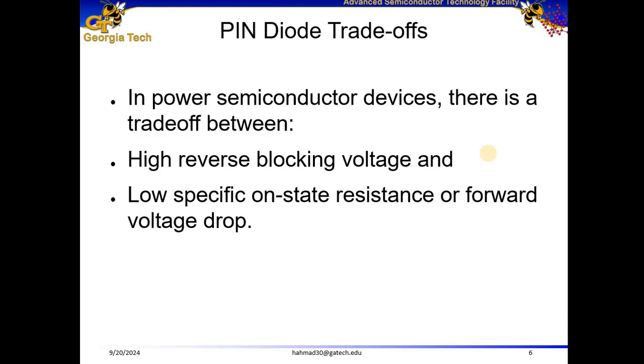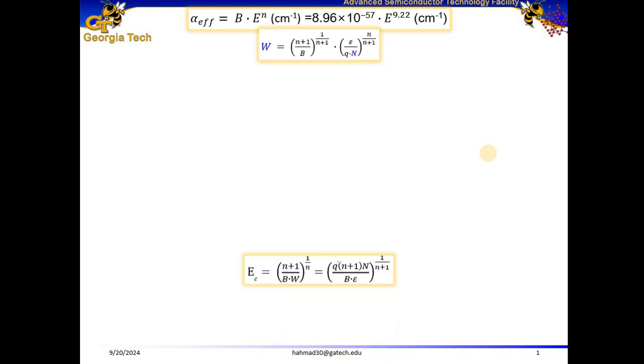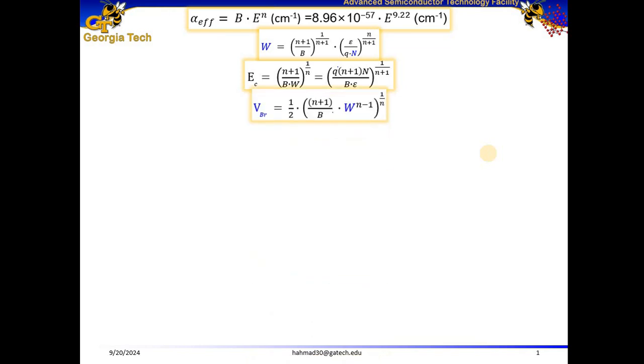So that's it. We have built a MATLAB model to calculate the gallium nitride pin diode breakdown voltage. We explored how doping and electric fields come into play.